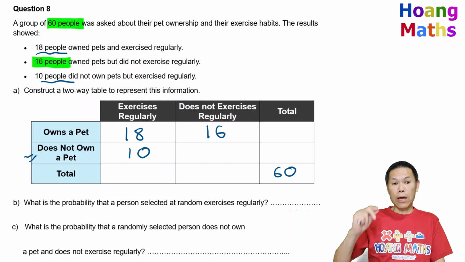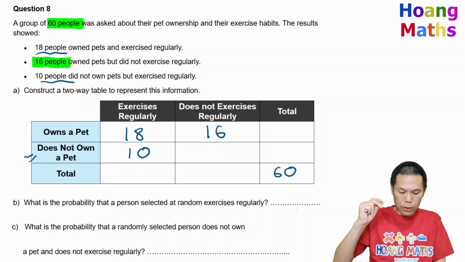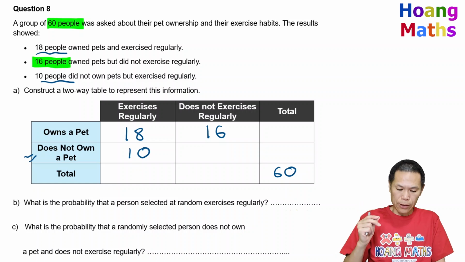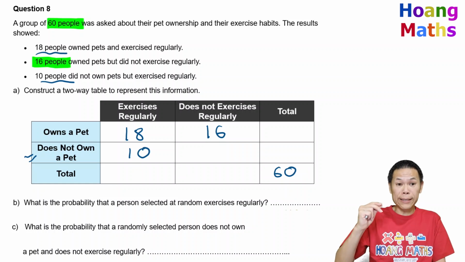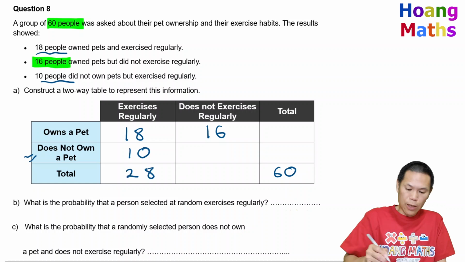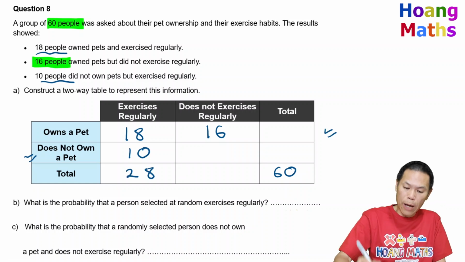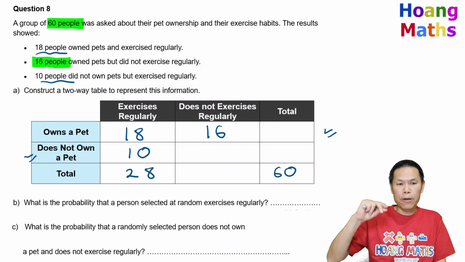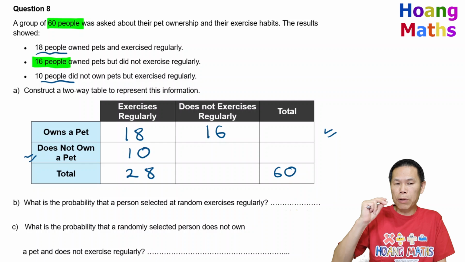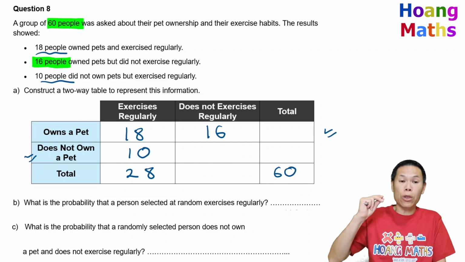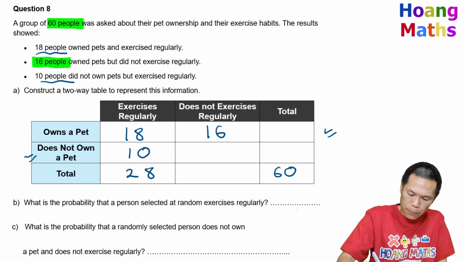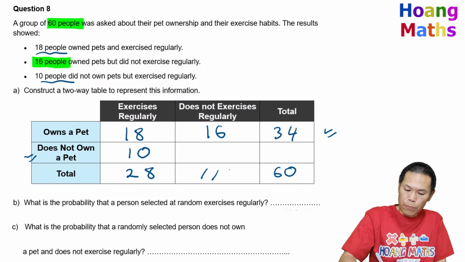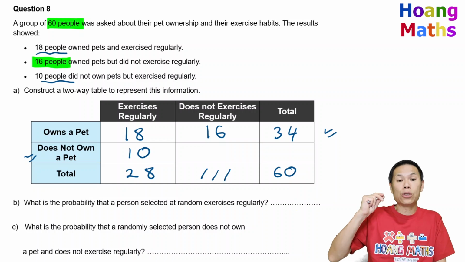There you go. Now I complete the rest by working out the total number of people who exercise regularly first. 18 plus 10 gives me 28. And I can work out the total number of people who own a pet, which is 18 plus 16, that will give me 34. And I can work out this box here by 60 minus 28.